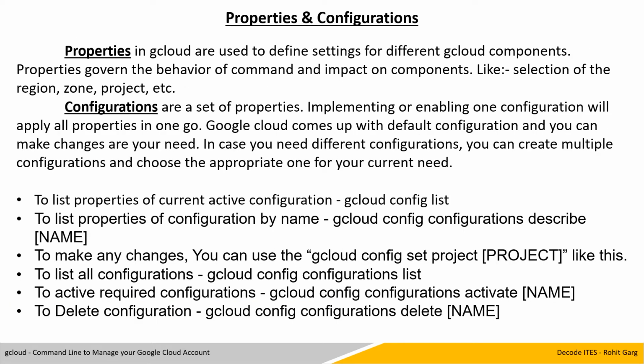Properties and configurations. Properties in gcloud are used to define settings for different gcloud components. Properties govern the behavior of commands and the impact of components, like selection of region, zone, and project etc. A configuration is a set of properties. Implementing or enabling one configuration will apply all properties in one go.